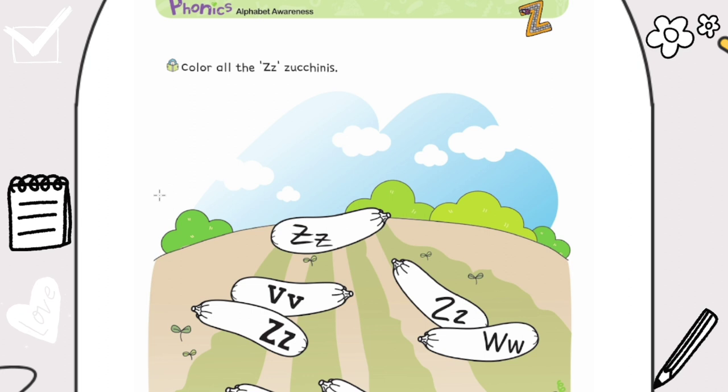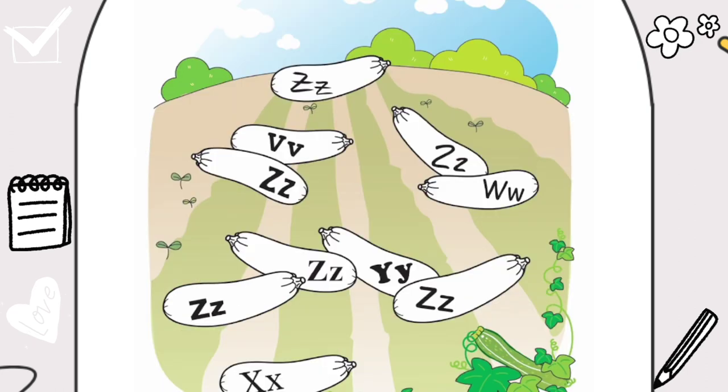Circle all the Z zucchinis. Now please get a pencil or a color pencil ready. Remember to repeat aloud while we're coloring it. Are you ready? All right, let's start. Z, Z, Z, Z, Z, Z, Z. Did you find the last one? Yes, Z, Z, Z. Splendid!